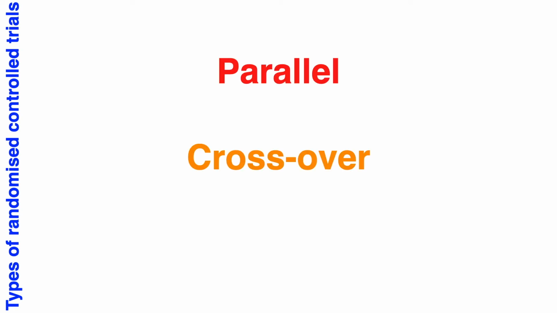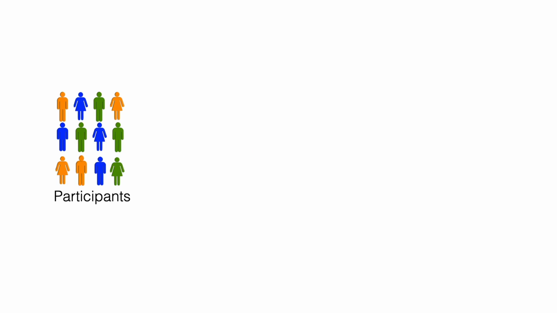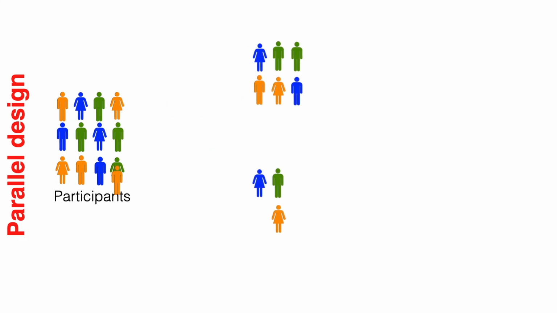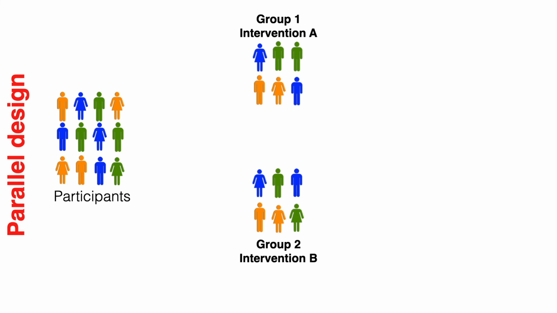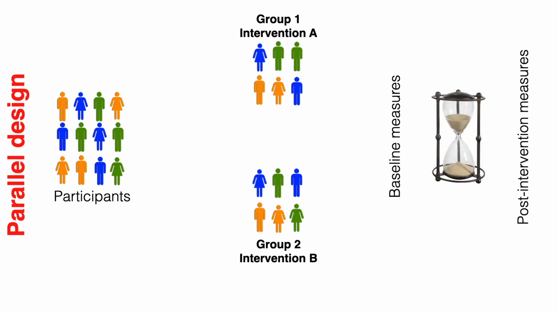There are a number of types of randomized controlled trial designs, or sub-designs if you like. The ones we'll look at are parallel, crossover, and cluster. The most common approach is the parallel design. Here, participants are divided into 2 or more groups. Each group is given the intervention or the treatment specific to that group until the study finishes. The outcomes of interest are assessed at the beginning and at the end, and sometimes they're also measured at time points in between.